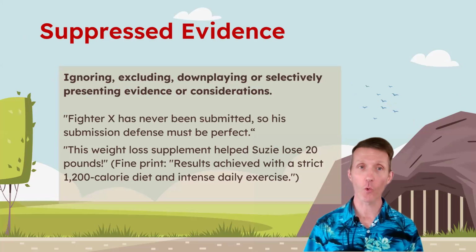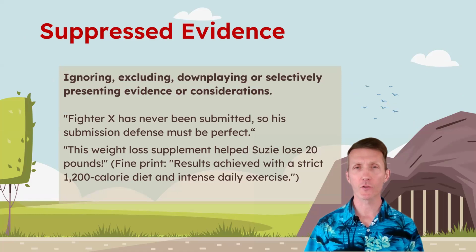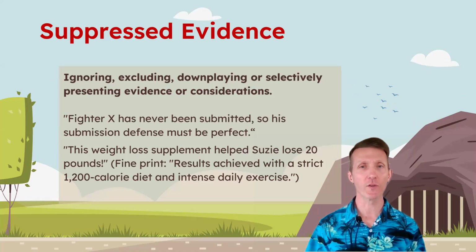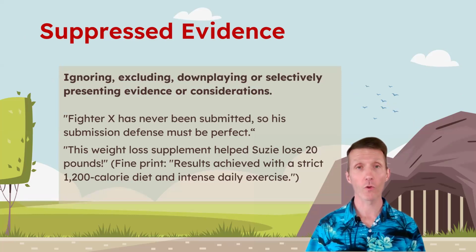Suppressed evidence. This is ignoring, excluding, downplaying, or selectively presenting evidence or consideration. So fighter X has never been submitted, so his submission defense must be perfect. Well, perhaps that fighter has never fought a submission expert. Perhaps they've always fought bums. And suppressing that evidence would undermine your credibility, and be committing this fallacy.